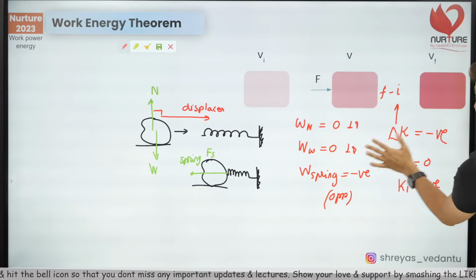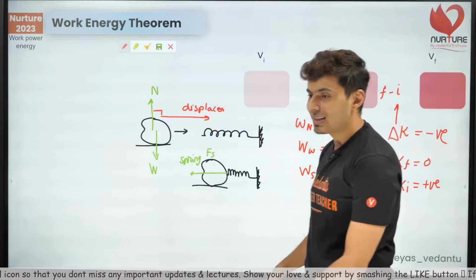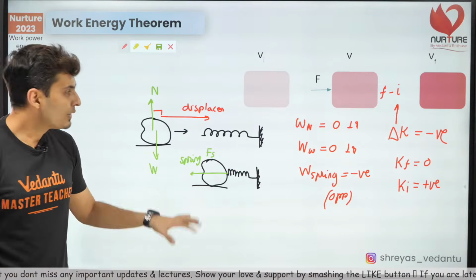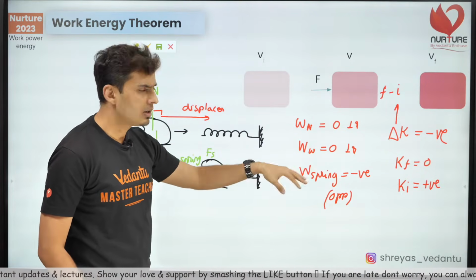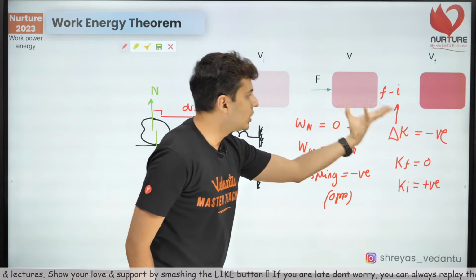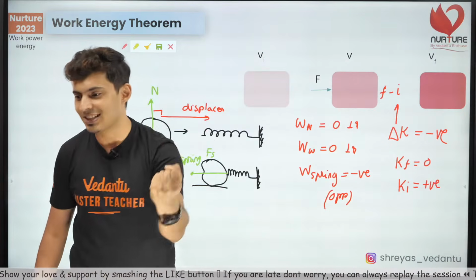So work is change in the kinetic energy. Do you see that? So whatever work the spring has done, normal and gravity did not do work. So the total work done has gone in changing the kinetic energy. As simple as that.